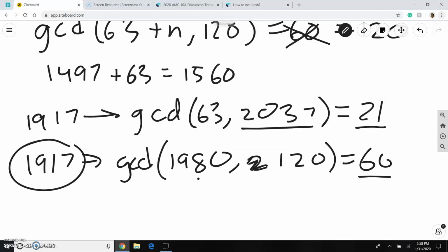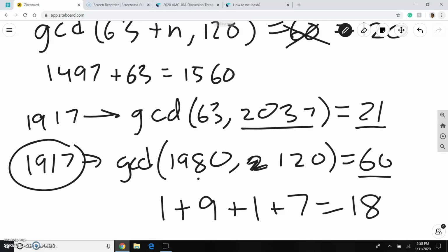And what this gives us as a sum of the digits is 1 plus 9 plus 1 plus 7, which is equal to 18. And this right here is answer choice C on the AMC 10A.